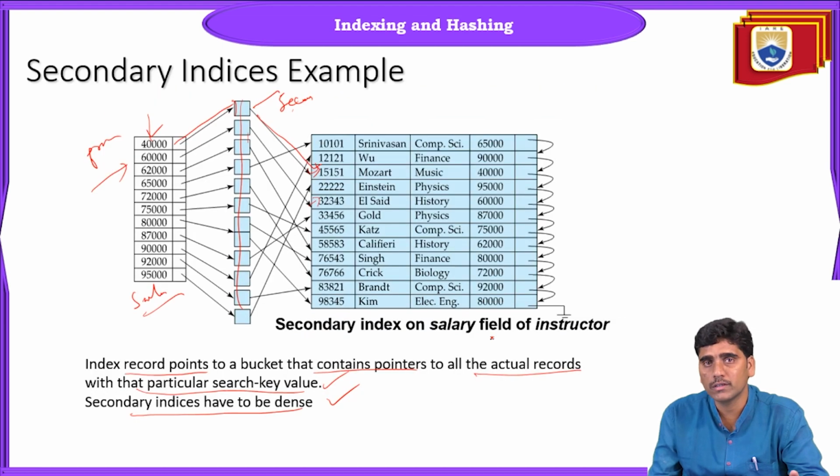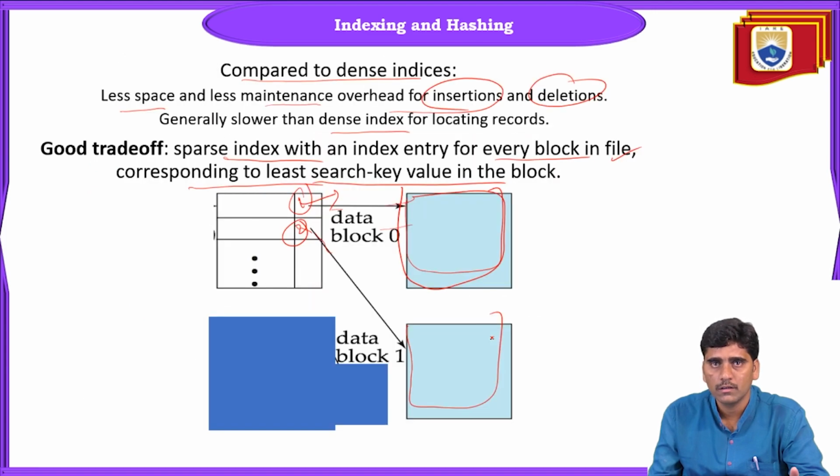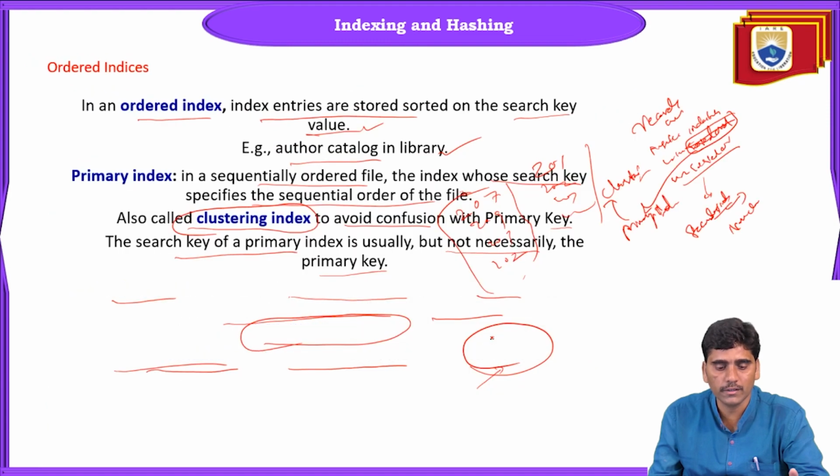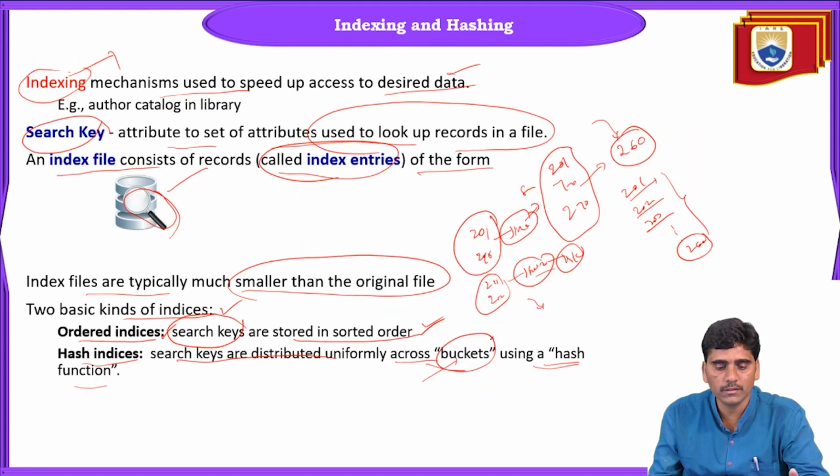So this is about secondary indices. Here once again we revise the topics which we discussed in this session. We are discussing indexing and hashing: what is meant by indexing, what is meant by search key, what are the index file contents, and what are the index entries. All this we are going to discuss.